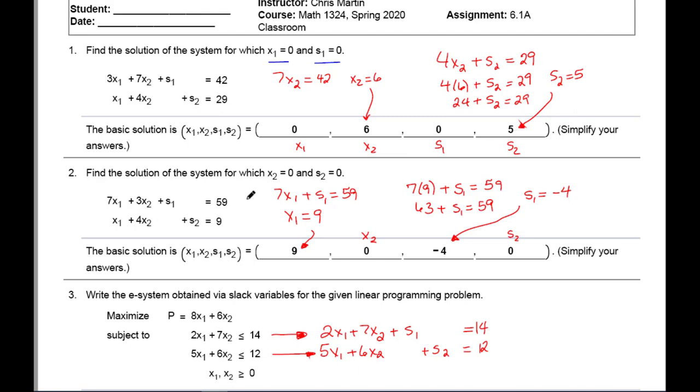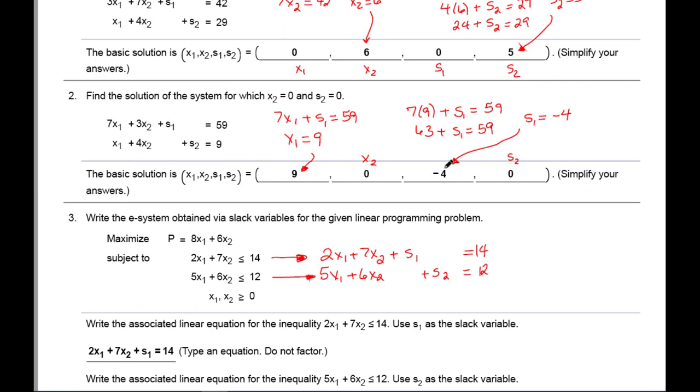Question 2 is similar. They're going to give you two different items that are 0, and you're going to figure out x1 and s1. Notice this would not be a viable solution when we're trying to maximize because one of your s's is negative.